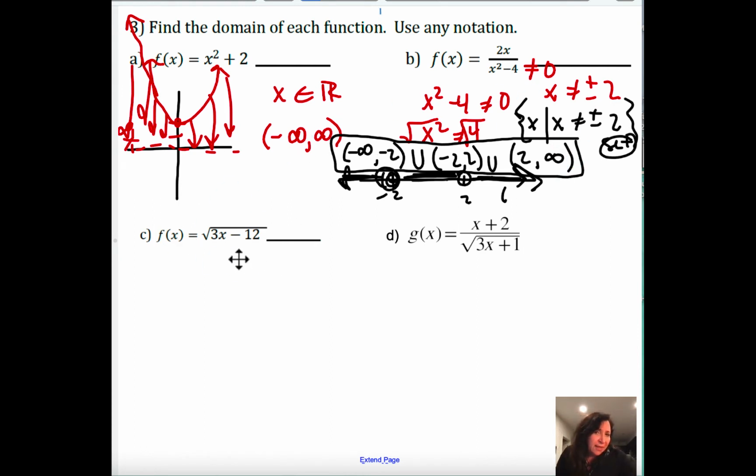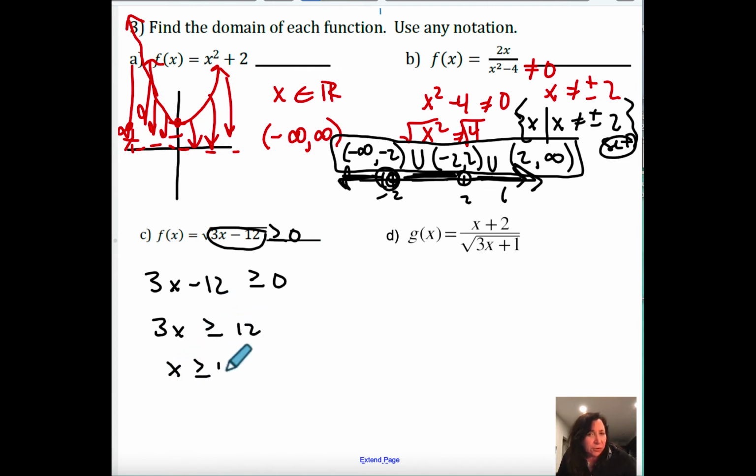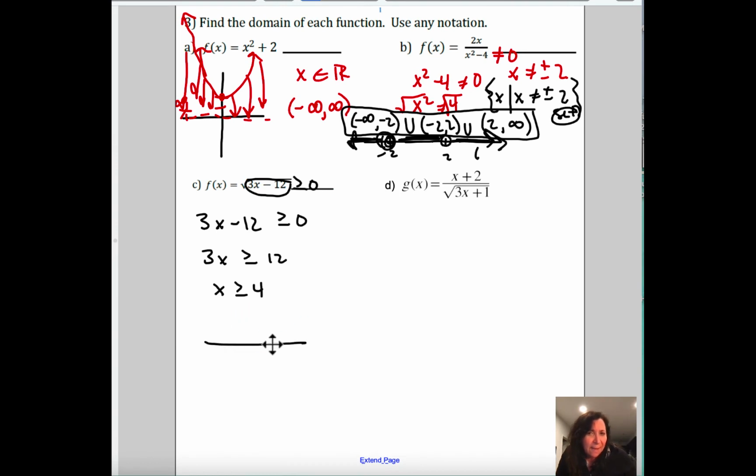For these problems like this that are under the root, they can't equal a negative number. They have to be positive, but they can be 0. So in that case, you would make this inside value here greater than or equal to 0. So you would say 3x minus 12 is greater than or equal to 0. 3x is greater than or equal to 12, so x is greater than or equal to 4. So what that actually looks like is, here's 4, okay? Greater than or equal to, so it can equal 4, but it's going to be greater than that. So it's all the values from 4 on.